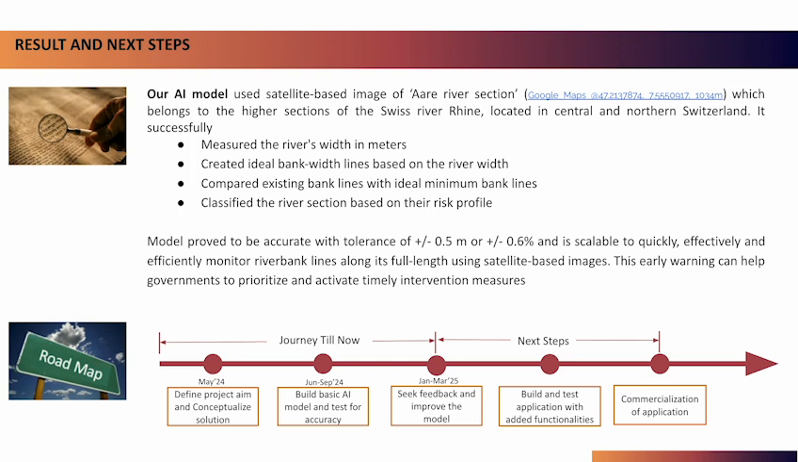As next steps, I would like to build an AI application around this model that links all images of the river section to create a single continuous view of the entire river and estimate time to disaster based on rate of change of river bank width.